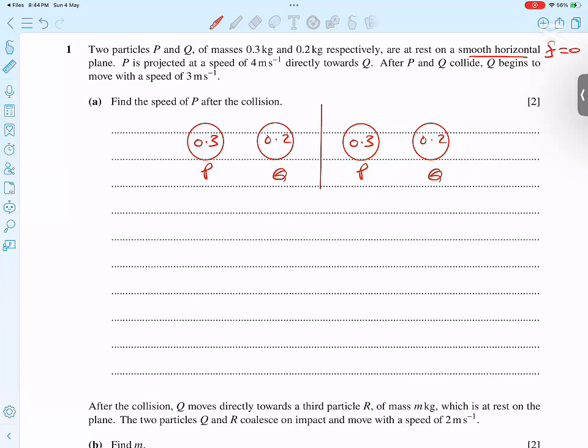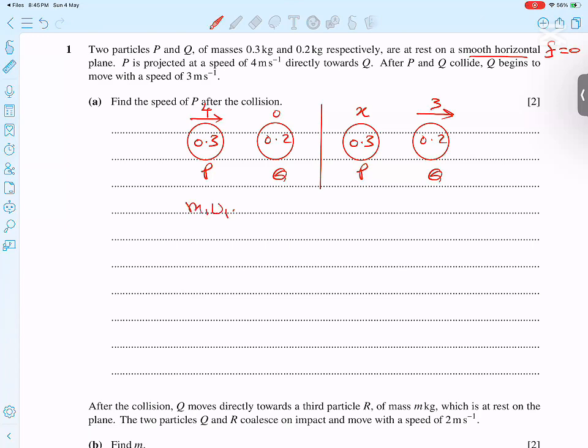Okay, this is the speed of P, which is thrown with a 4, and this speed is 0. And he said that Q begins to move with a speed of 3. Okay, and find the speed of the P. So this is an unknown, so I label it as X. So what is the formula?